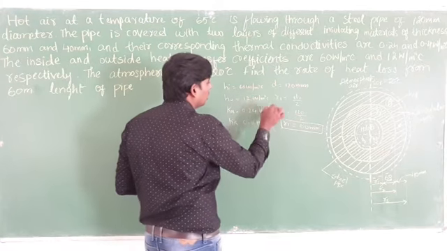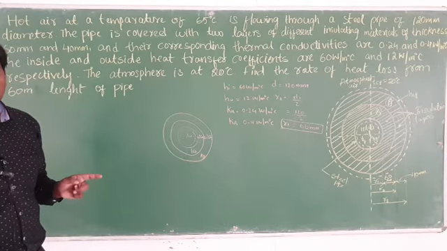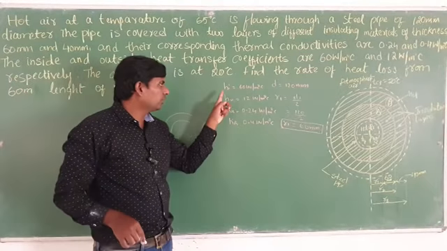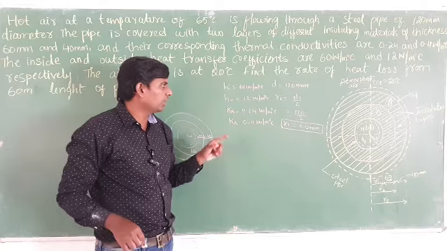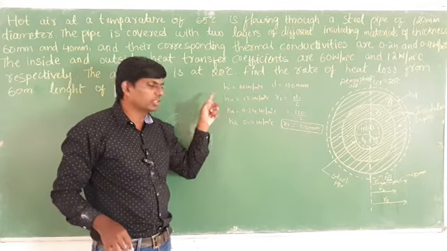The unit of this one is meter square. So here, as you can see, Hi is equal to 60 watt per meter square degree centigrade and Ho is equal to 12, this is inside, this one is outside. First time this is given.